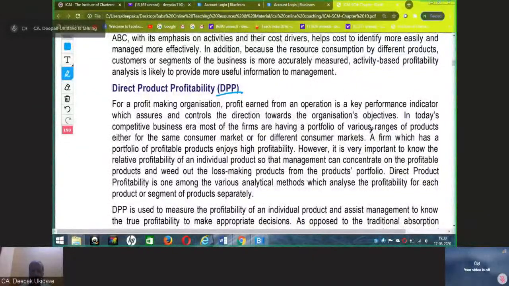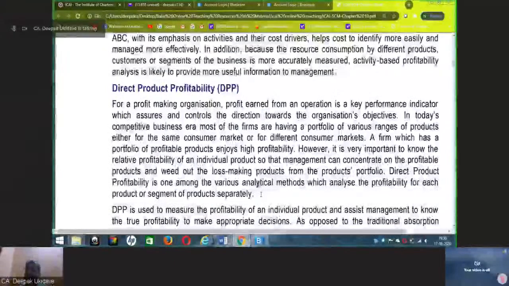Look at this. It is used to measure the individual profitability of the product. Each product's profitability is measured with the help of DPP. It assists the management to know the true profitability to take appropriate decisions. Right? It is exactly opposed to traditional absorption costing. That is what I was telling you all this time. It is exactly opposite of traditional absorption costing, where normally labor hours or machine hours are used as a basis for absorption of indirect cost or overheads.